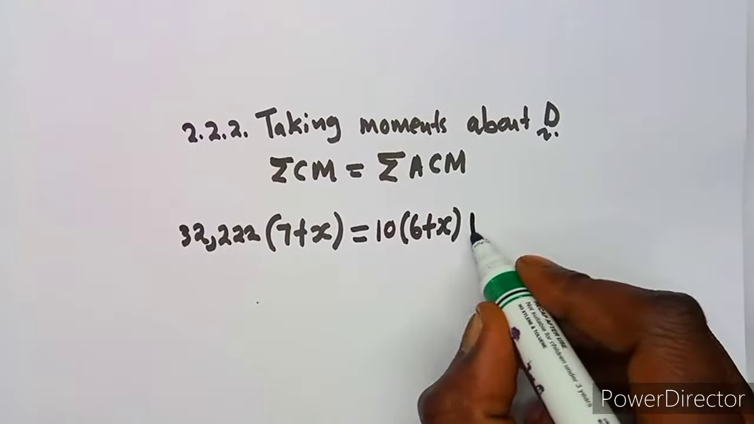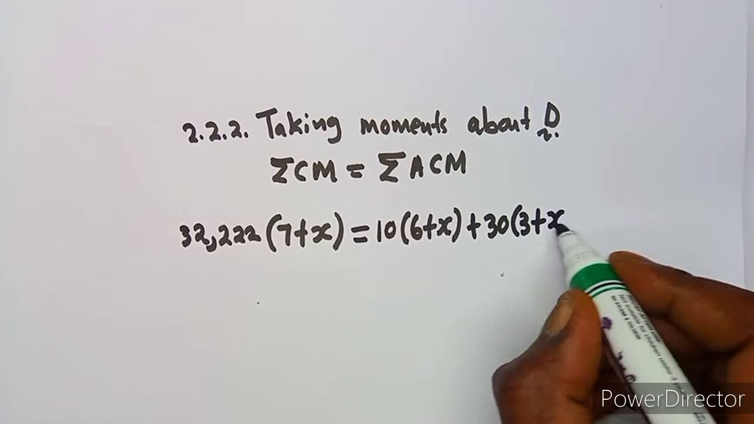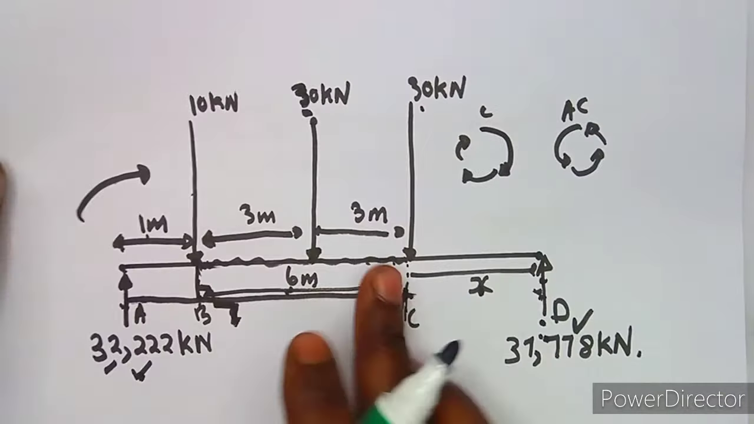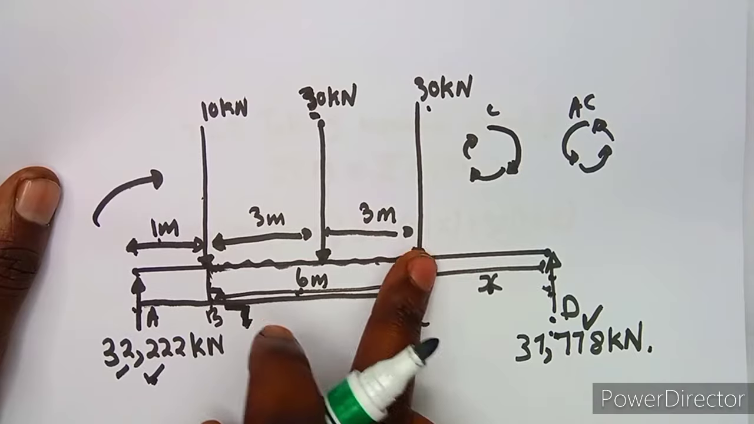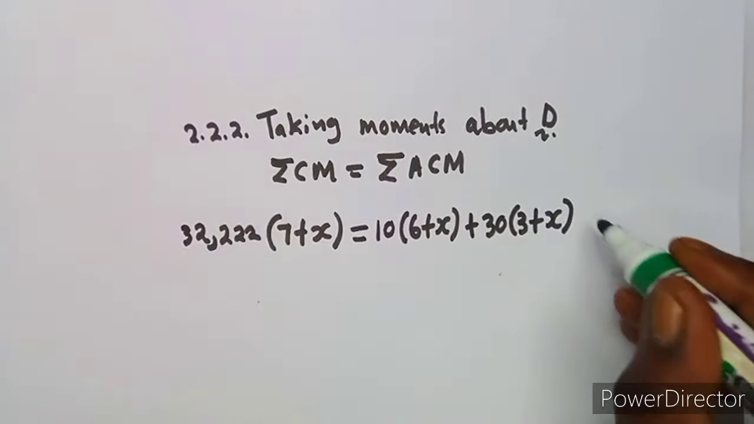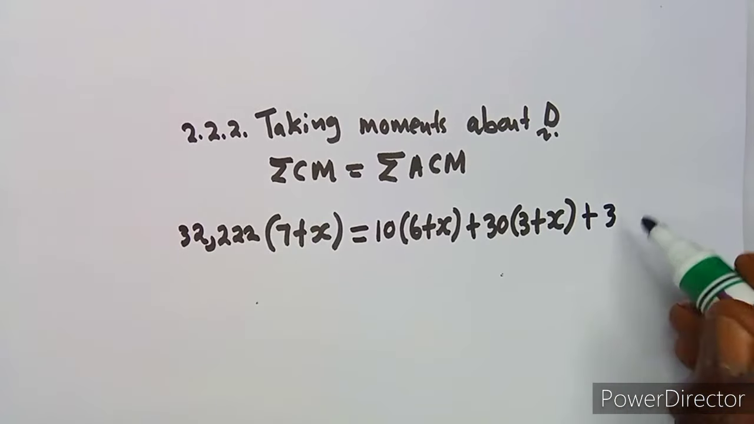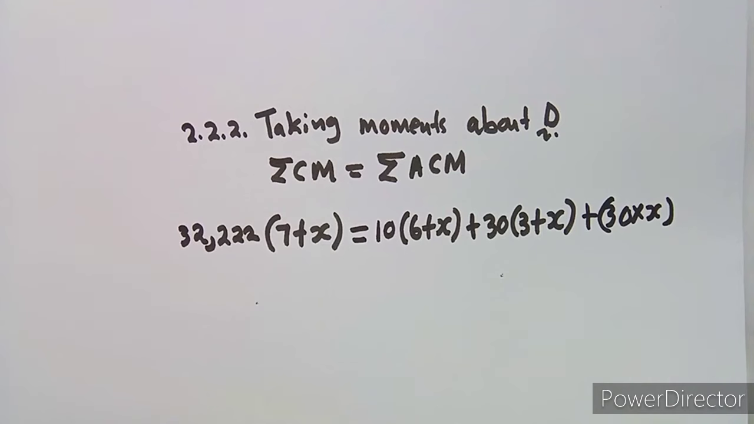So it's 30 times 3 plus X. We move on to another one. We've got this one, 30 here, and there's a distance of X. This one is direct, there's just X here, so it's 30 times X. So we are done, guys. We have taken everything.